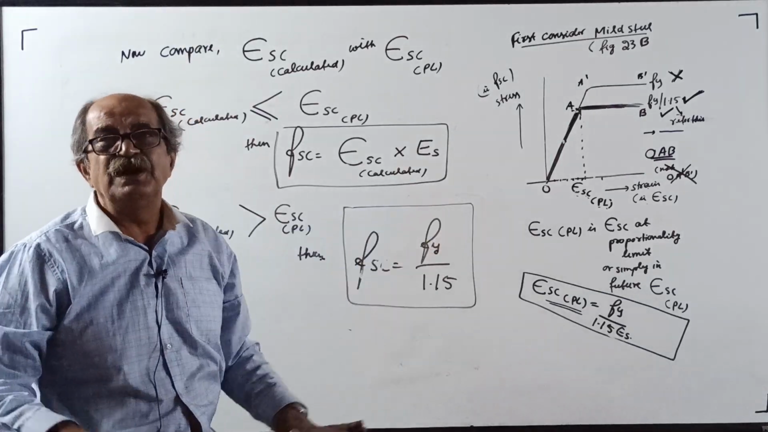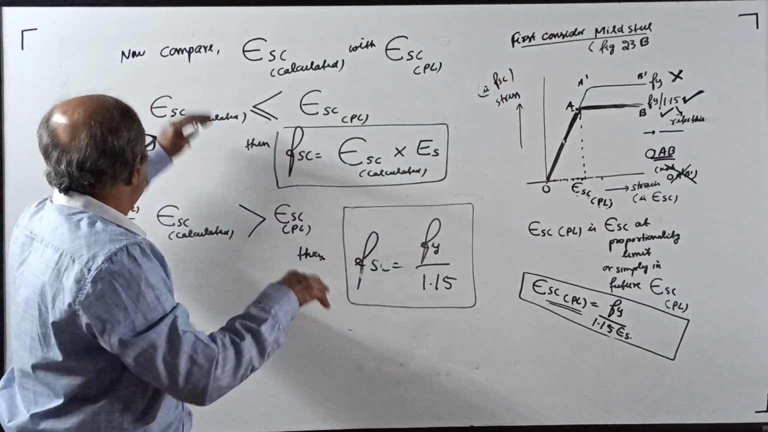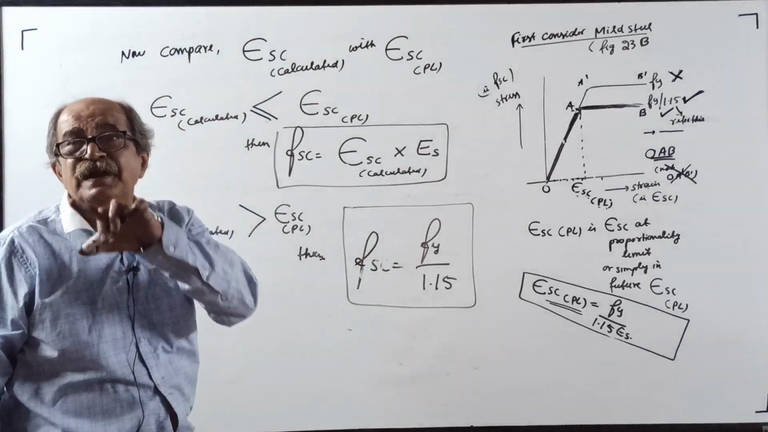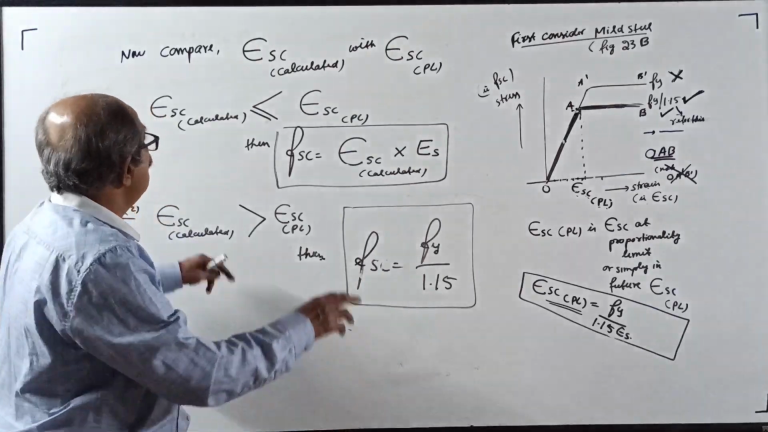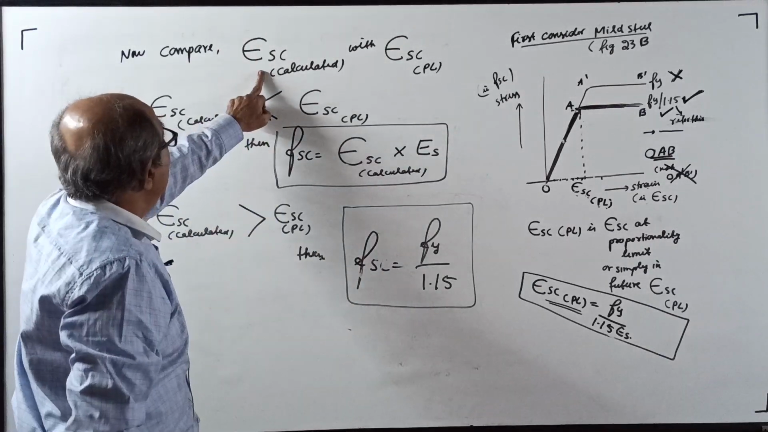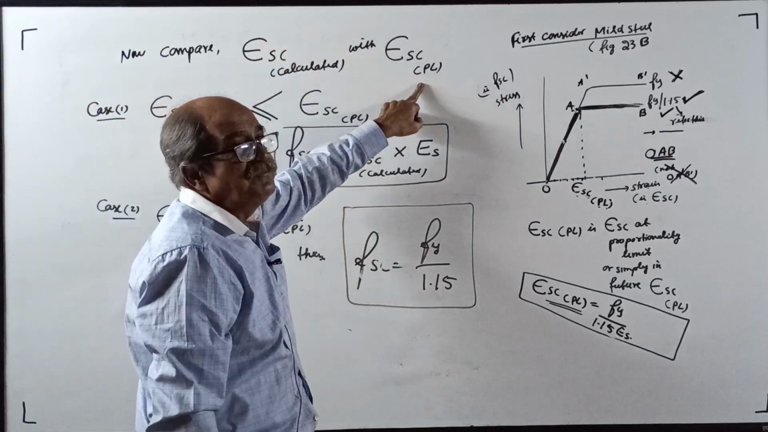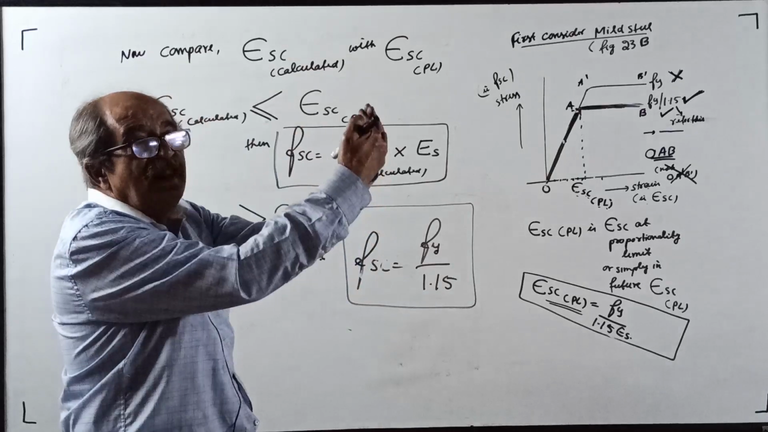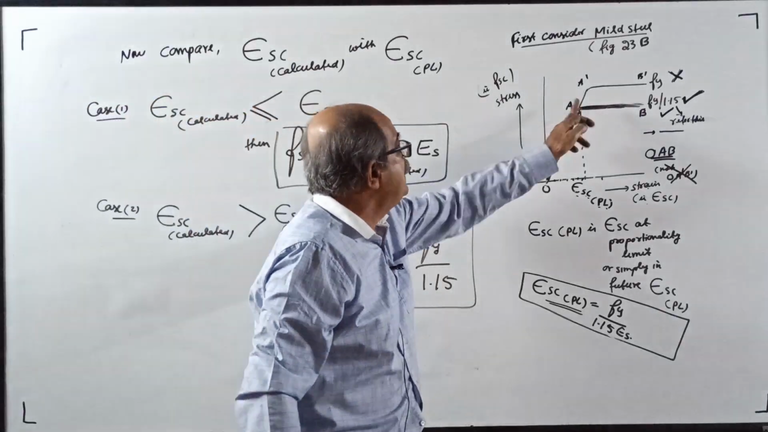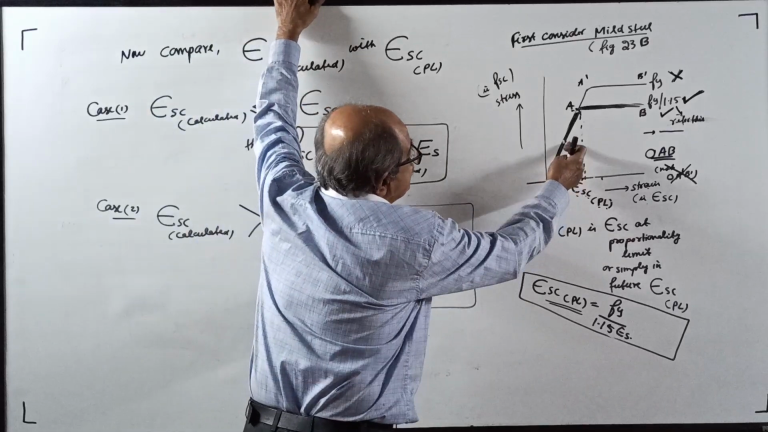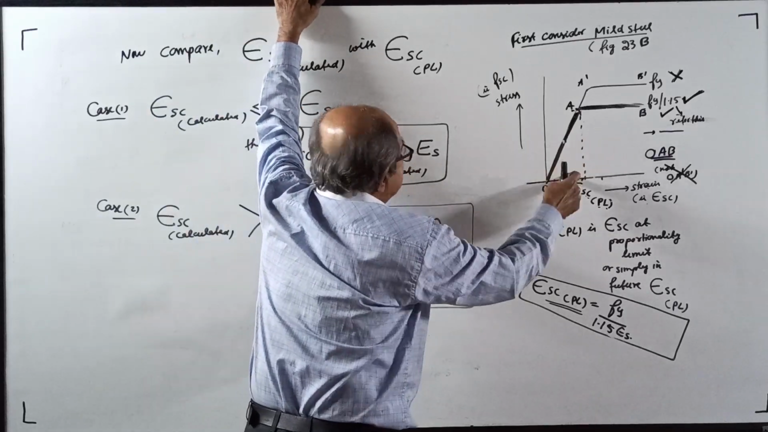Or you take the procedure from me, what to do. But not in the regular class, where I confirm that it is clear for students. So remember, for mild steel, compare epsilon SC calculated with epsilon SC PL. If the calculated value is lesser than or equal to this limit, then you can make out here, stress is lesser.